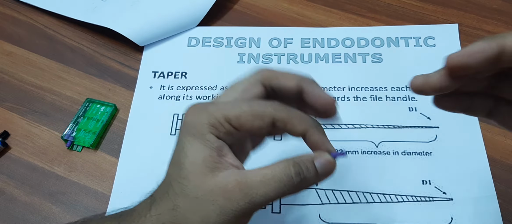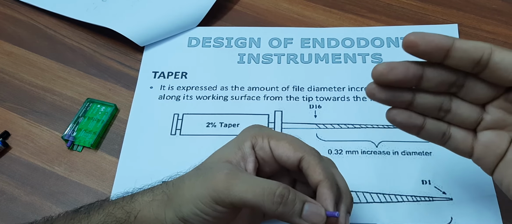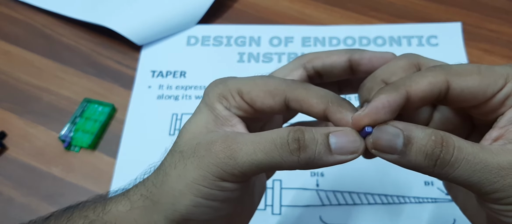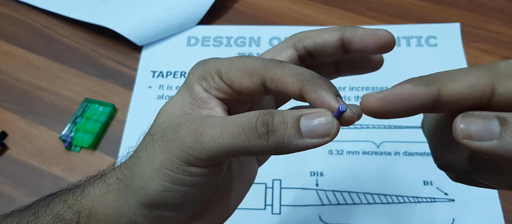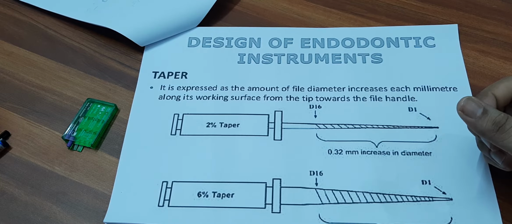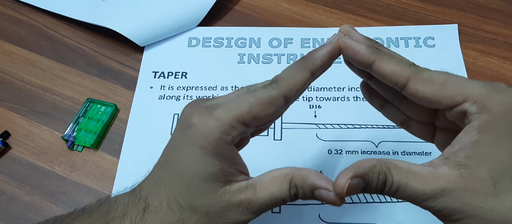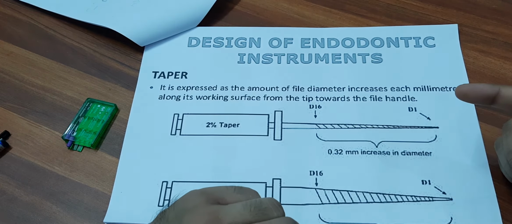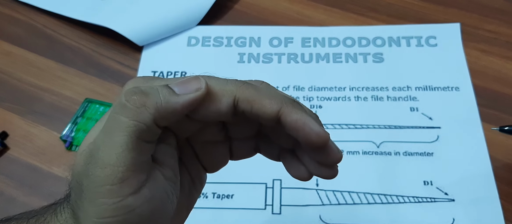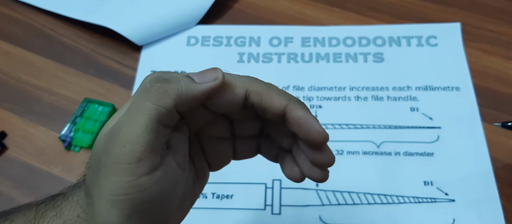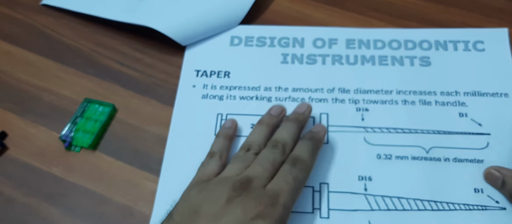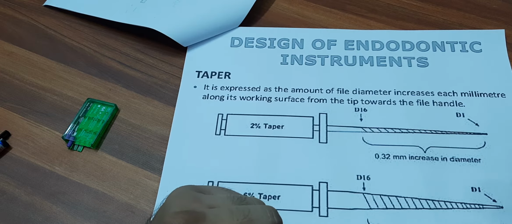If it is a triangle, in higher sizes from 60 onwards, the design you will see is a triangle. It represents that the file has been made from a triangular blank. When you don't need a lot of flexibility but you need more strength, triangular blanks are used. So that was the basics about how it is made.